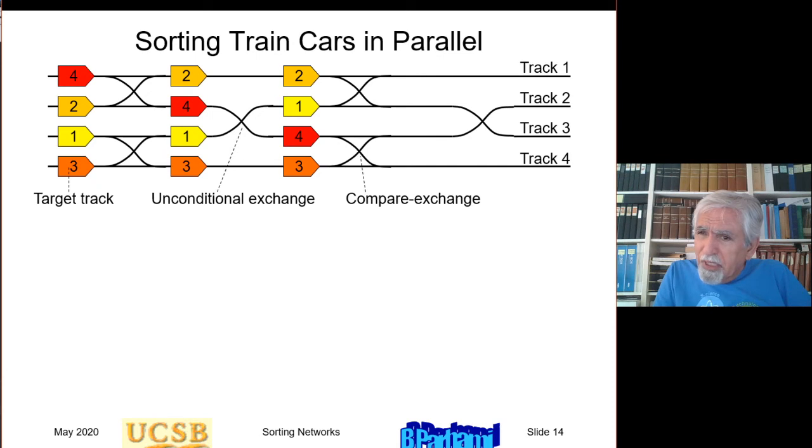Then again, I have 2 conditional exchanges. 1 and 2 are out of order. 3 and 4 are out of order. There. And then they're already sorted, so I'm in trouble. So this mechanism is not correct because now 3 will unconditionally go on track 2 and 2 will go on track 3. So I was not successful in sorting using the mechanism that you see here.